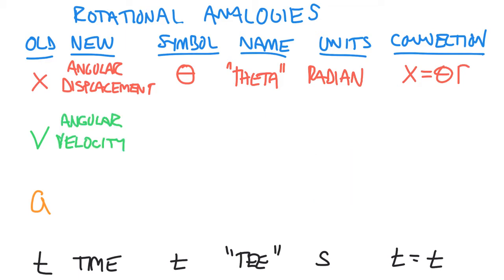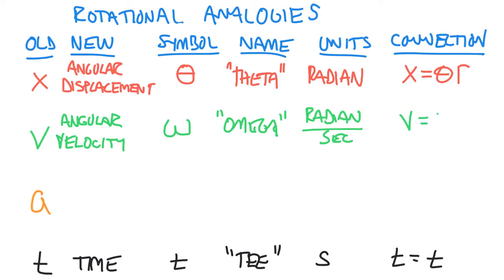Instead of our old quantity for velocity v, our new quantity is angular velocity, and the symbol for angular velocity is the lowercase omega, and it has a curvy bottom. Don't do a pointy w. This is an omega with a curvy bottom. And the units, just like velocity was meters per second, our units now are going to be radians per second. And our connection will follow the same pattern, that the velocity is going to be omega times r.